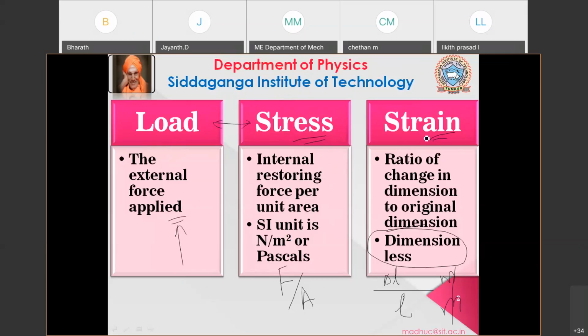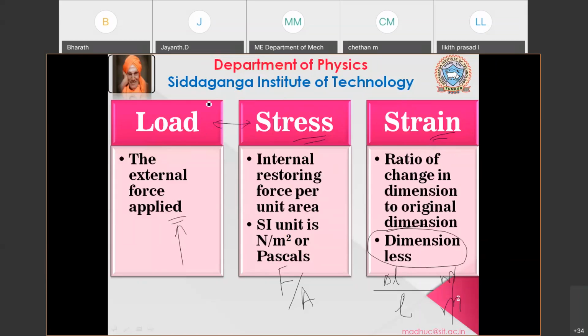The strain is the resulting thing. If you have a change in length or change in volume as a ratio, it is your strain. So this is the result of your load.